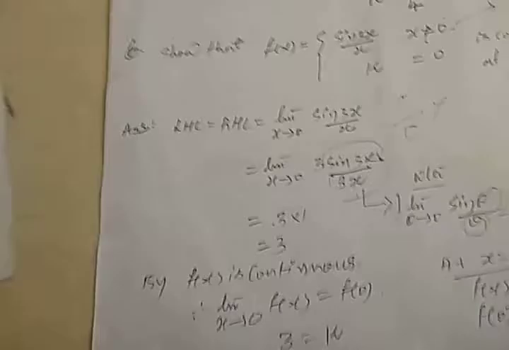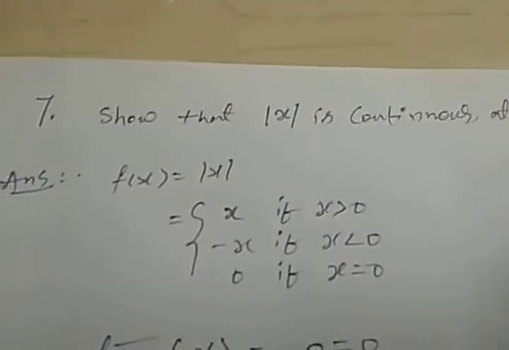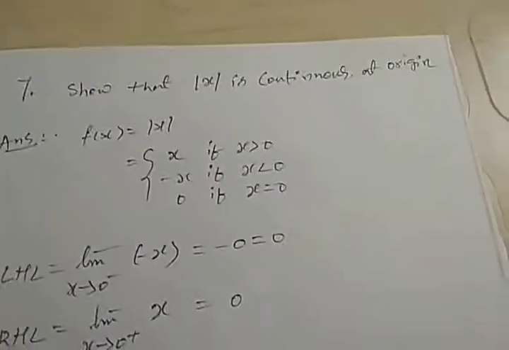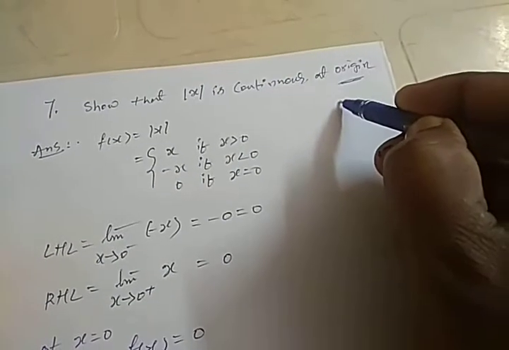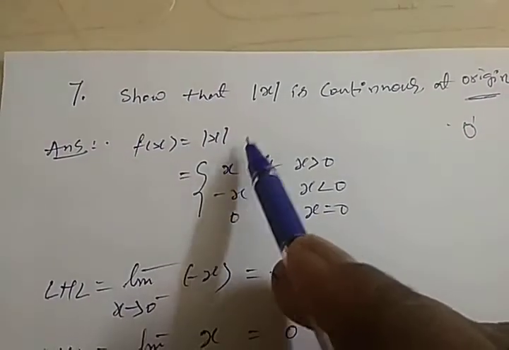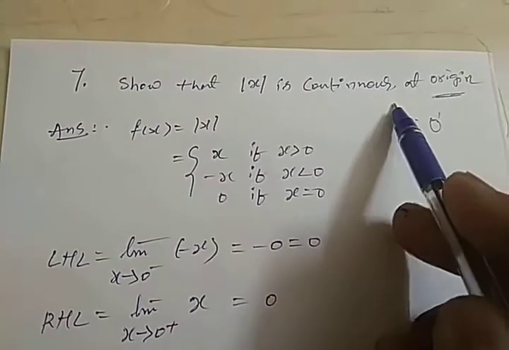Now let us continue with another problem. Show that mod x is continuous at the origin. What is the origin? The origin is nothing but 0. So the function f of x is given as mod x, and we need to show that mod x is continuous at the origin.